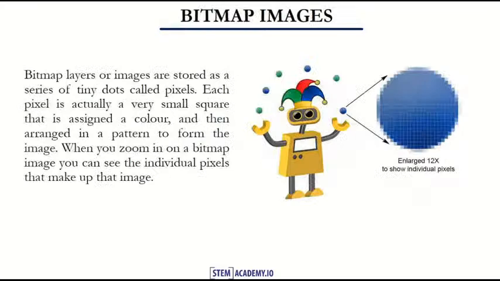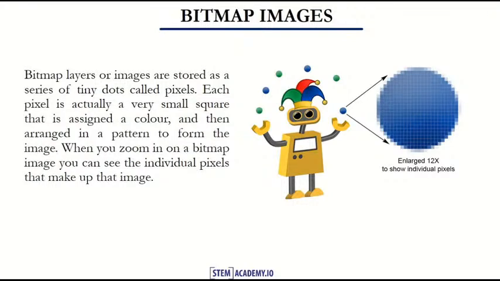Now, the next one is the bitmap layer. Bitmap layer is a layer in which images are being created in form of pixels, that is tiny dots. Here, whenever you zoom in or enlarge an image, you tend to lose the quality of the image you have created on a bitmap layer.